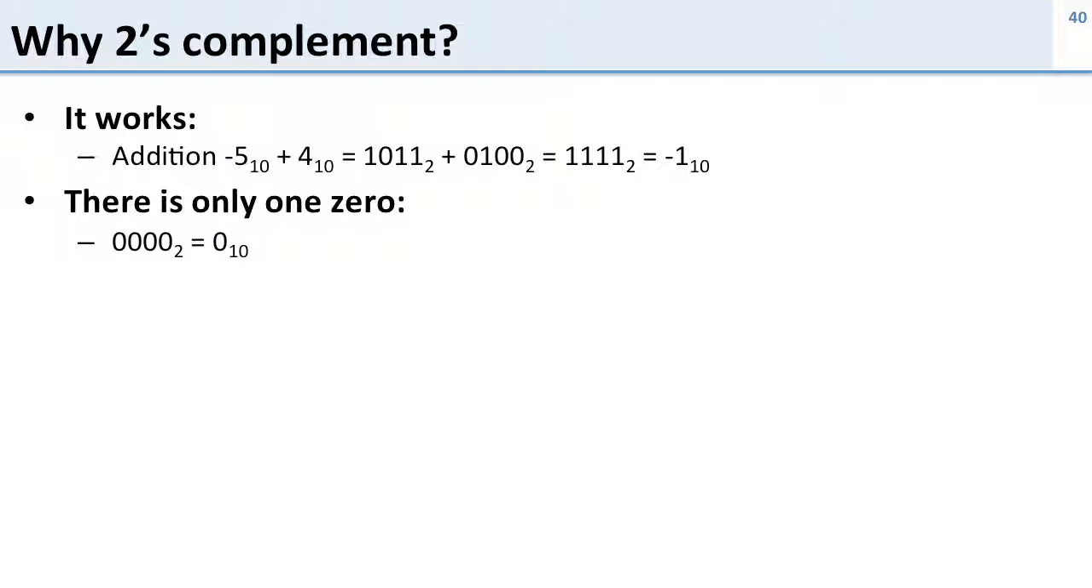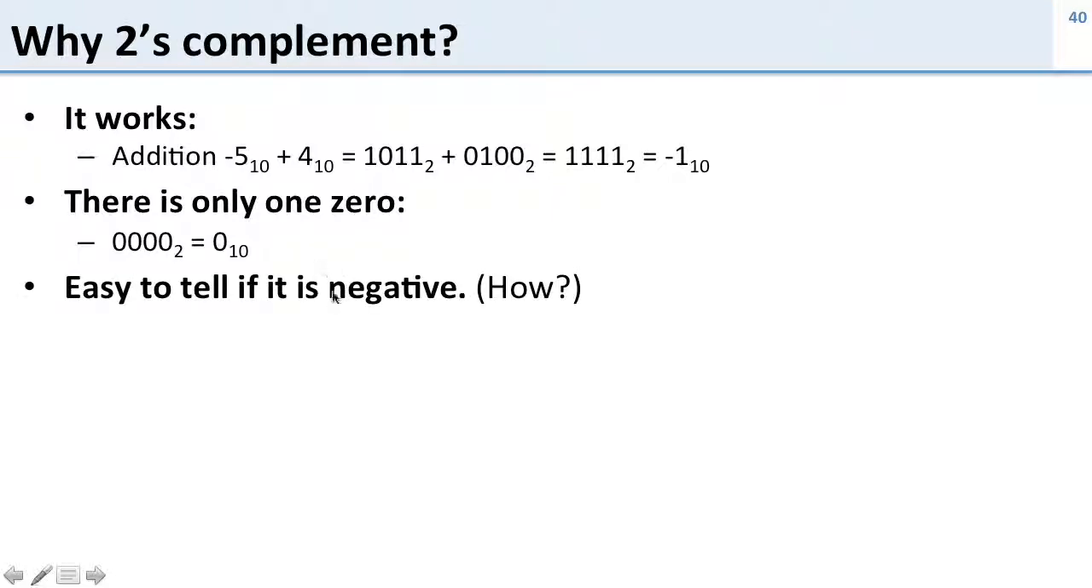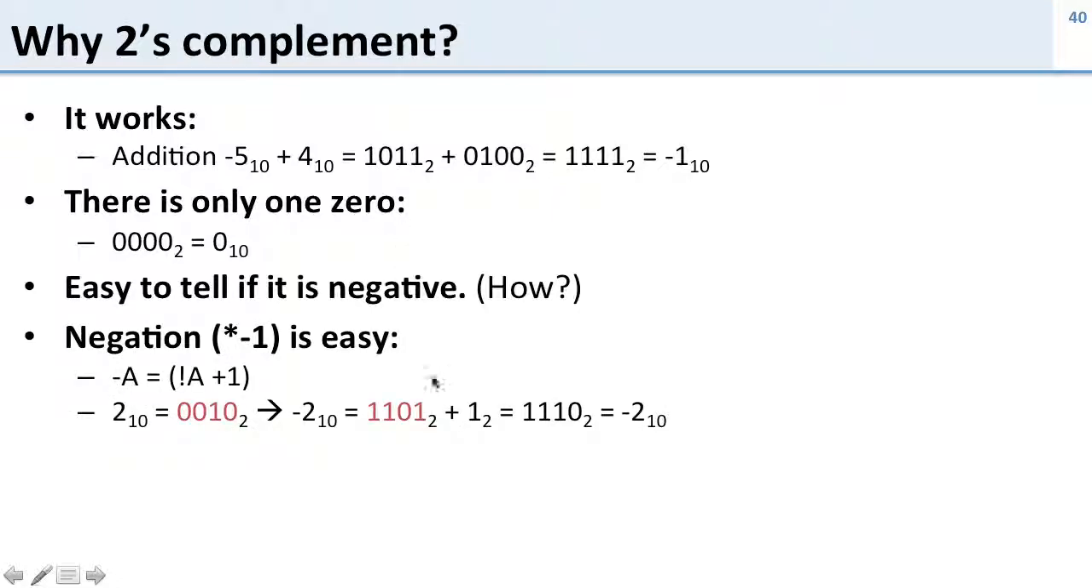There's only one 0 in 2's complement. 0, 0, 0, that's it. There are other number representations where we have multiple zeros. And it's easy to tell if the number is negative. So think about how you do that. We looked at an example last time. The answer is if the first bit is a 1, then it's negative, because that means you have a negative value in there. Negation, making a number negative, is also pretty easy.